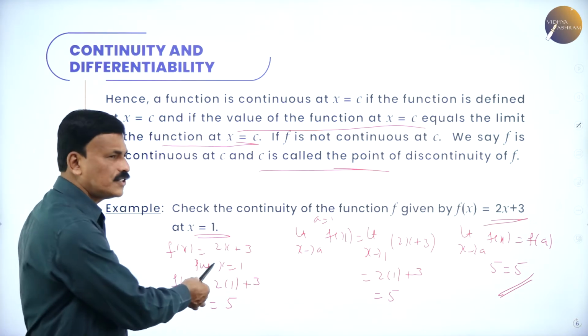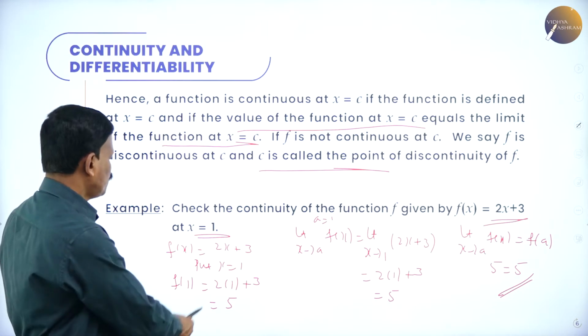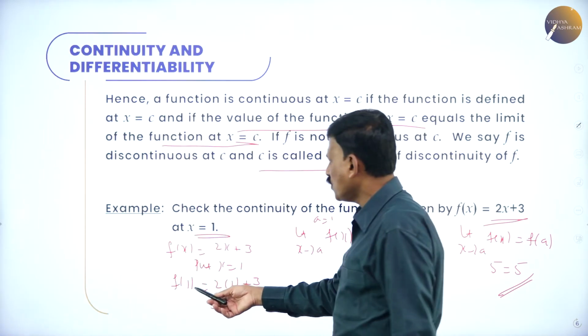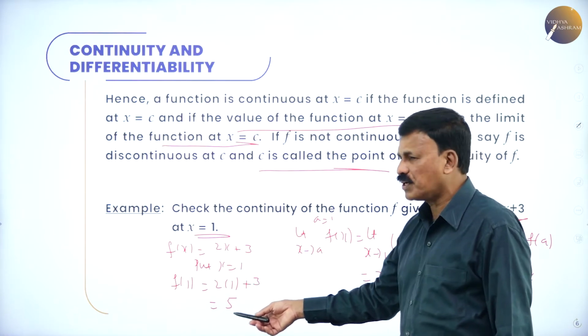So just find out f of 1. What is f of x? f of x is equal to 2x plus 3. Put x is equal to 1. f of 1 is equal to 2 into 1 plus 3, that is 5.